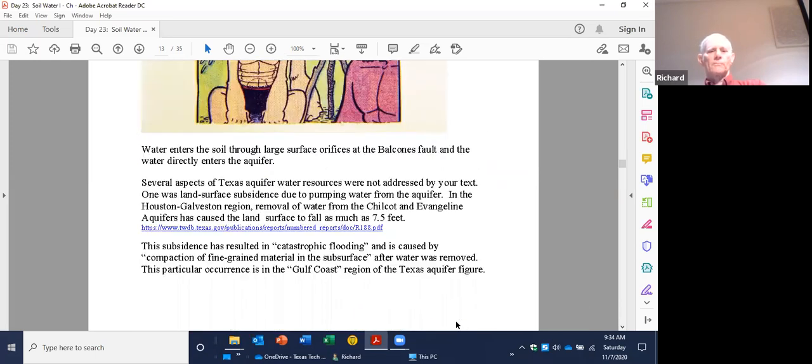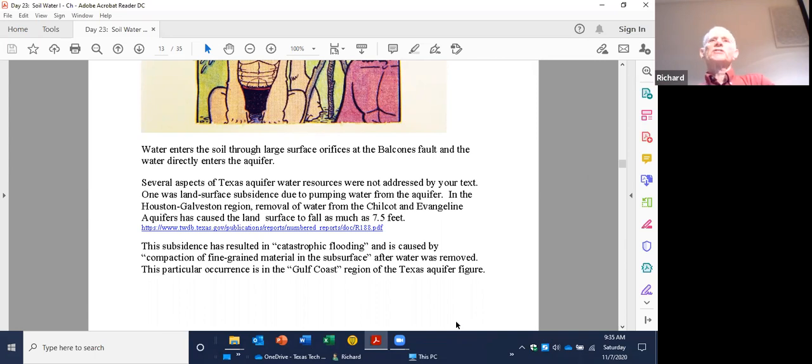Several aspects of the Texas aquifer water resources were not addressed by your text. One was land surface subsidence due to pumping of water from the aquifer. In the Houston-Galveston region, removal of water from the Chicot and Evangeline aquifers has caused the land surface to fall by as much as 7.5 feet. Think of that. The soil surface was 7.5 feet higher at one time than it is now. Why? Water was pumped from the aquifer.